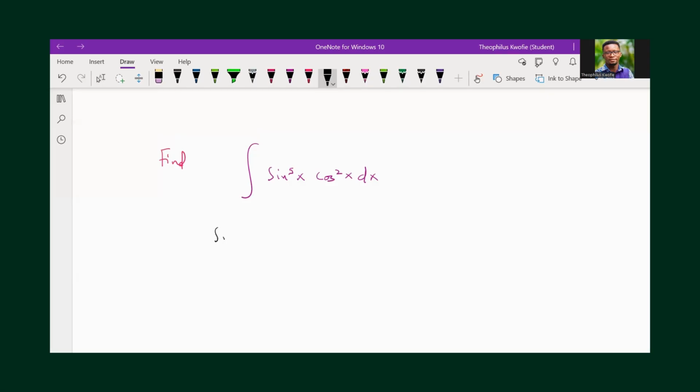So now if I have sine to the power 5 x and cosine squared x, then what I was trying to say is that we can write this particular term as sine squared x all to the power 2, cosine squared x, sine x. That was what I was trying to say.